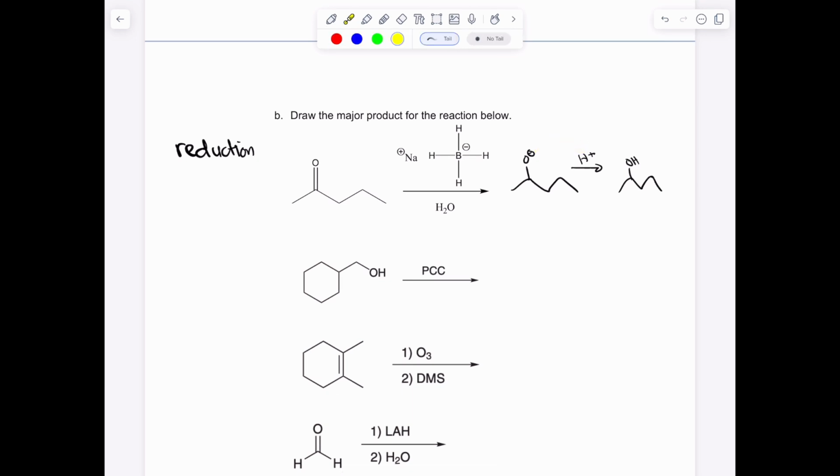Up next, we have PCC and a primary alcohol. So this is going to be indicative of an oxidation. And because it's PCC, it's going to convert the primary alcohol into an aldehyde.